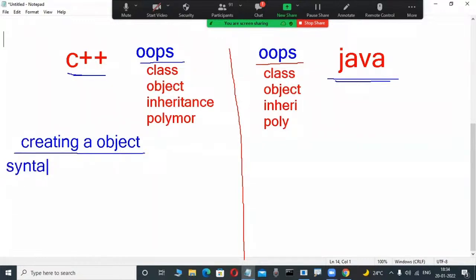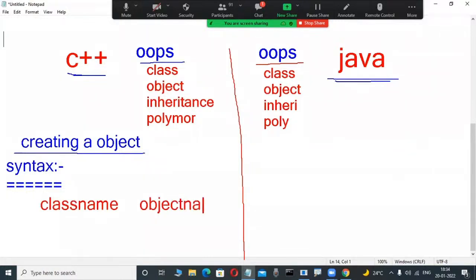So many fellows have an idea. Suppose the syntax in C++ is class name, space, object name. This is the syntax to create an object from the class in C++. Suppose creating an object is also there in Java. Now observe here. Suppose they want to create an object of some class; don't worry what that is.